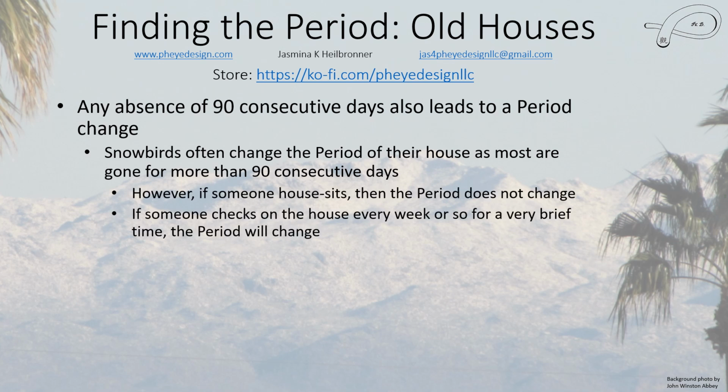Now, if someone house sits, the period will not change. But if someone occasionally checks on the house, maybe every week or so, for a brief time, they make sure there's no broken windows, there's no frozen pipes, nothing that is significantly damaged, or that has been broken into or whatever, then the period will change because this is not somebody living there. They're just checking to make sure that the house is okay. And they're usually in there and out in a very short time.